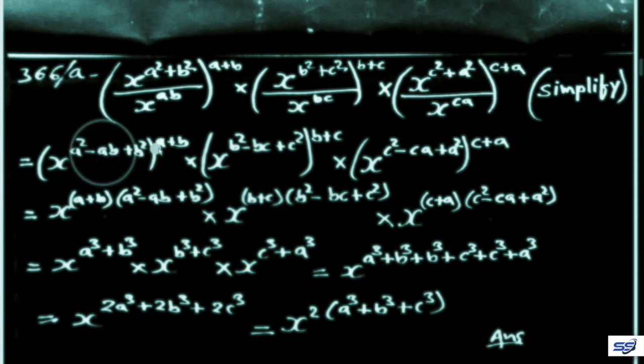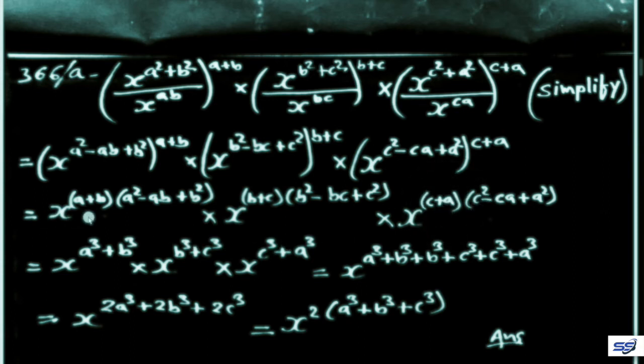Now this power and this power shall be multiplied. Here x power a plus b, this one power, and here we did before x power a square minus ab plus b square comes here, and now this fourth power is multiplied. Here also the same thing, b plus c comes before and this power also placed, b square minus bc plus c square. x power c plus a, this power one, c plus a, and this power also here, c square minus ca plus a square.